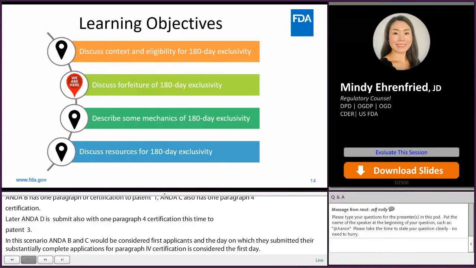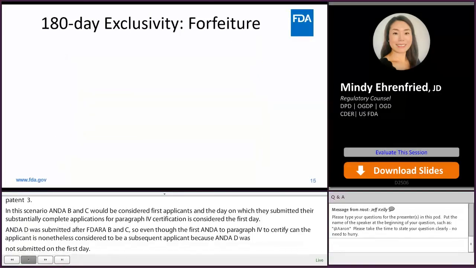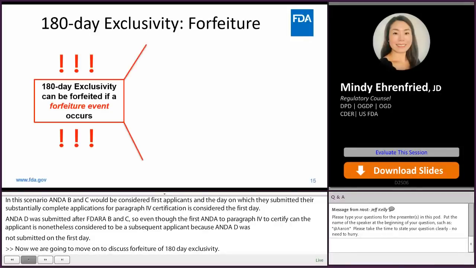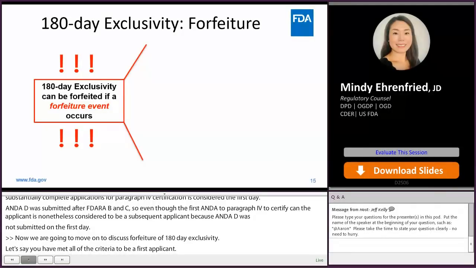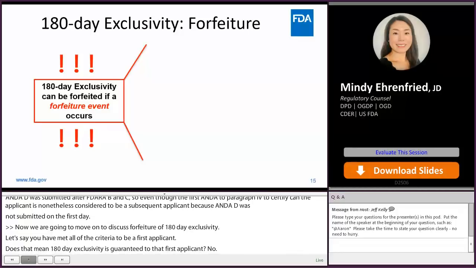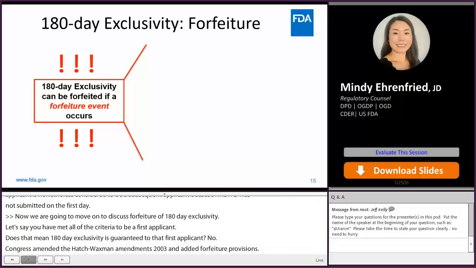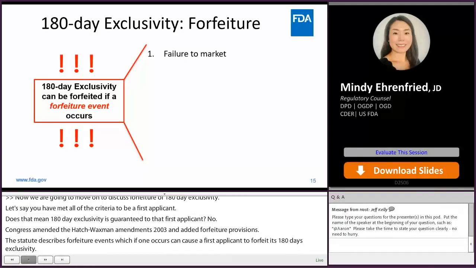Now we're going to move on to discuss forfeiture of 180-day exclusivity. So let's say you have met all of the criteria to be a first applicant. Does that mean 180-day exclusivity is guaranteed to that first applicant? No. Congress amended the Hatch-Waxman Amendments in 2003 and added forfeiture provisions. The statute describes forfeiture events, which, if one occurs, can cause a first applicant to forfeit its 180-day exclusivity. These forfeiture events include if a first applicant fails to market the ANDA product by a certain time period that is determined by a calculation described further in the statute.